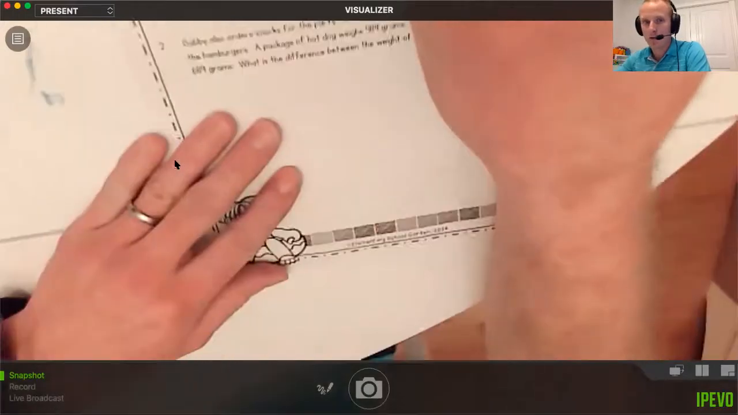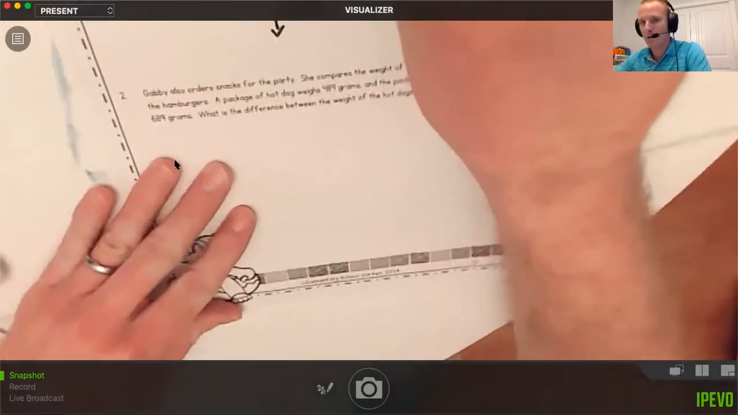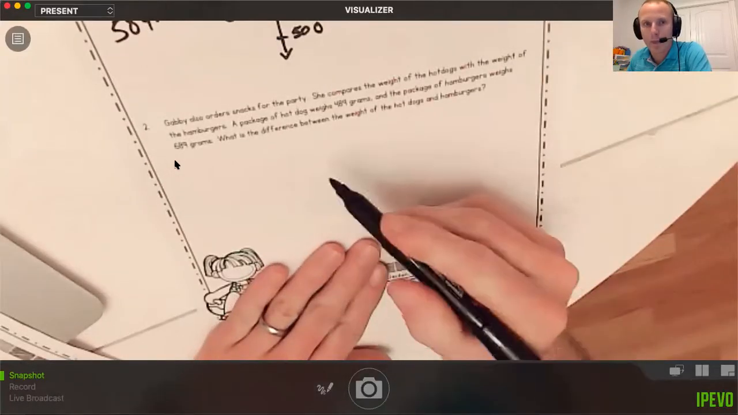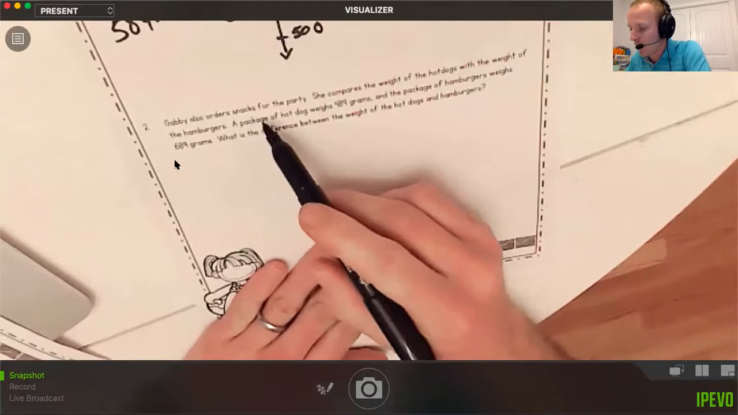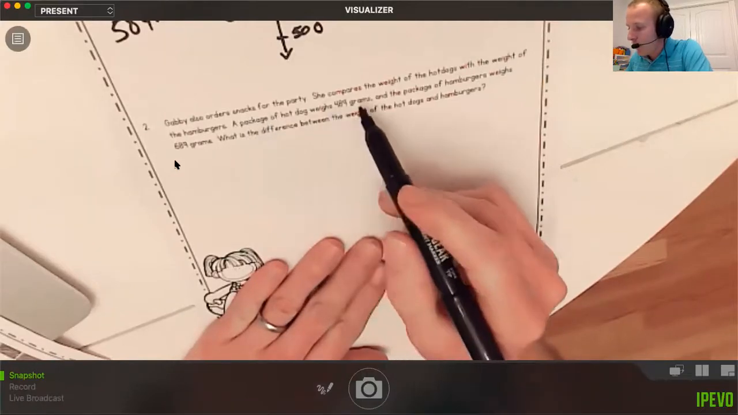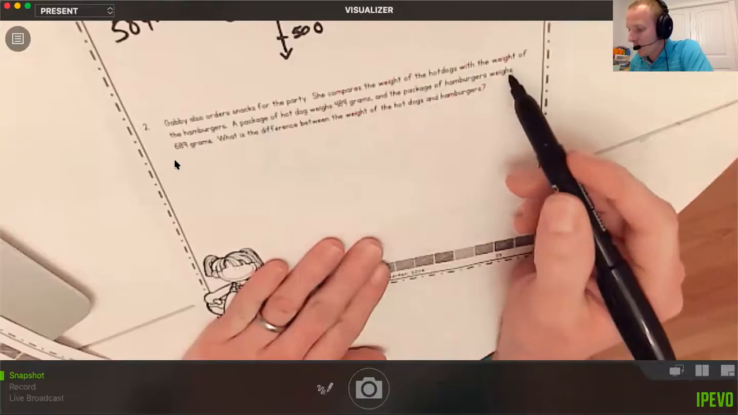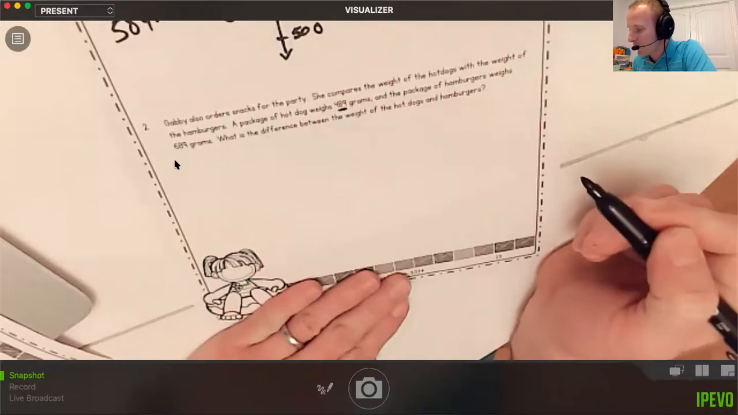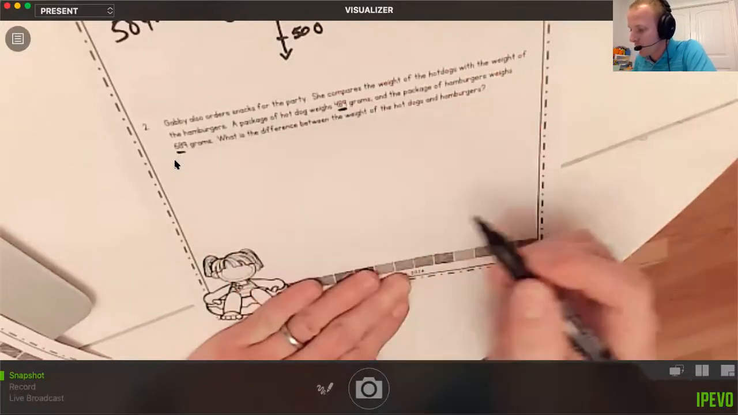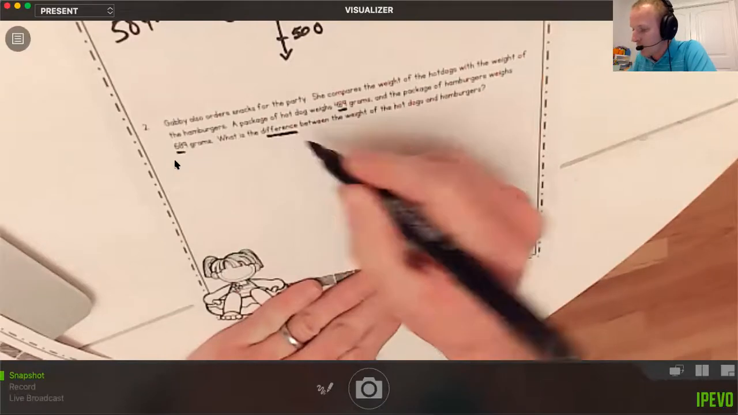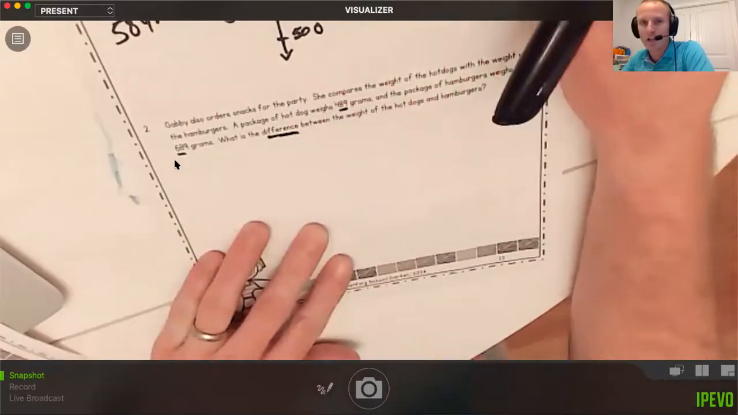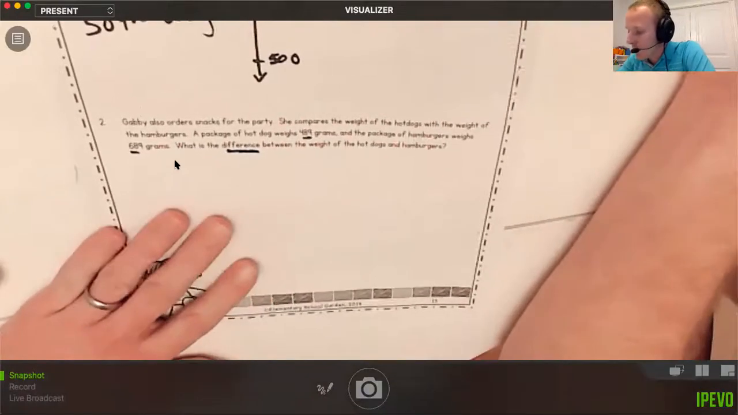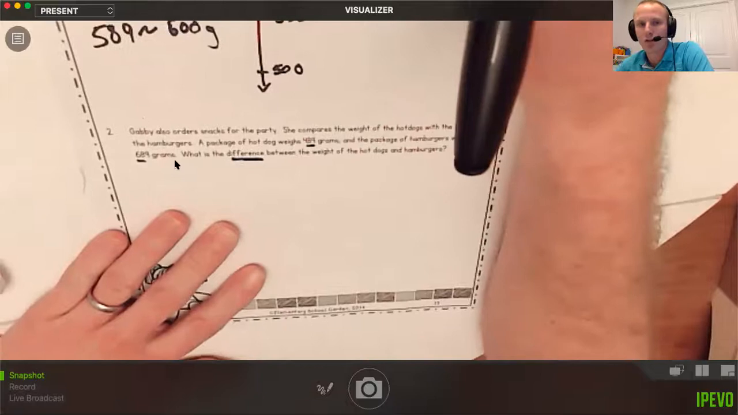All right, the next problem here. So I hope that's relatively straight on your screen. Okay, it says Gabby also orders snacks for the party. She compares the weight of the hot dogs with the weight of the hamburgers. A package of hot dogs weighs 489 grams, and the package of hamburgers weighs 689 grams. What is the difference between the weight of the hot dogs and hamburgers? Anytime you see that word difference, that's a clue that subtraction is what you're going to be doing.